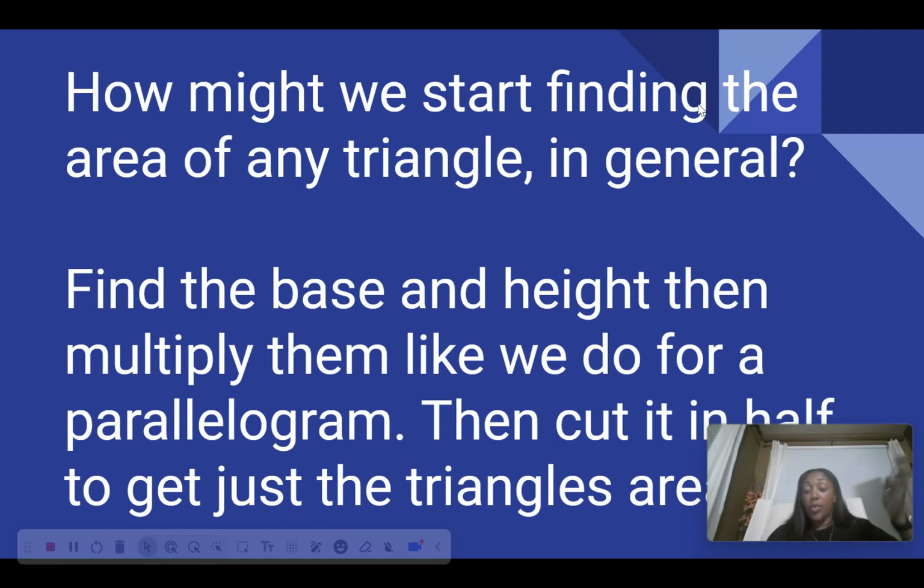All right, at this point, you should be getting ready to do your quick check on parallelograms. Do your very best, answer every question. I will be grading it.